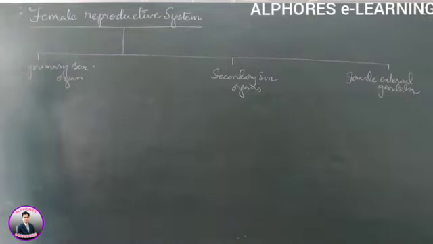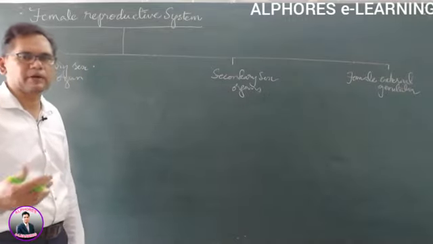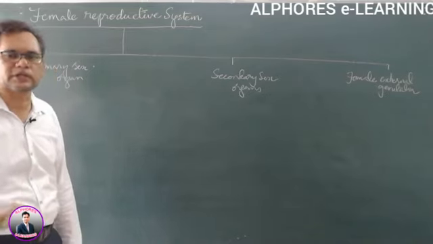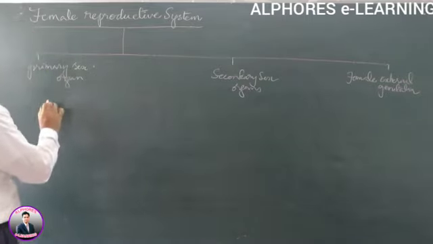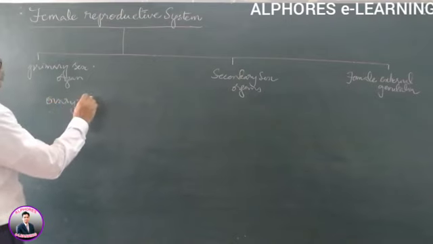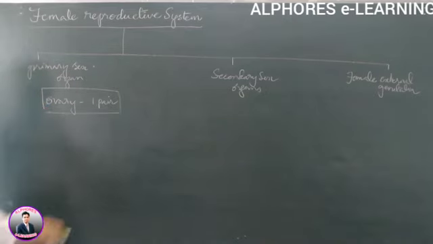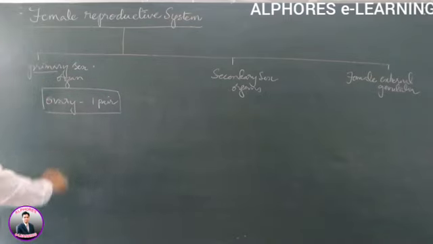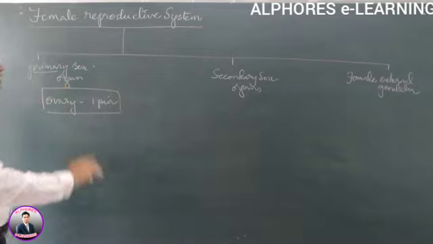Now, primary sex organs, as already mentioned, primary means related to the production of gametes. The part of the reproductive system in the female which produces gametes is nothing but the ovary. Here is one pair of ovaries. This is the ovary. This is one pair. The primary female sex organ is the ovary, which produces the gamete called ova. Hence we say the ovary is the primary sex organ.